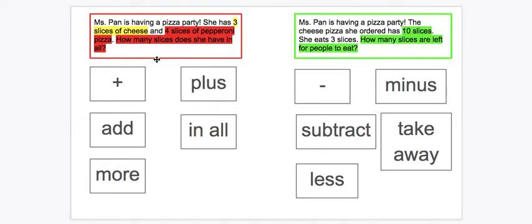All right, so we have the plus symbol, the word plus, add, in all, and more for our addition side. And we have the minus symbol, the word minus, subtract, take away, and less for our subtraction side. Nice job, friends. Okay, if you have a whiteboard or a piece of paper, please bring that out so that we can figure out our next problem.